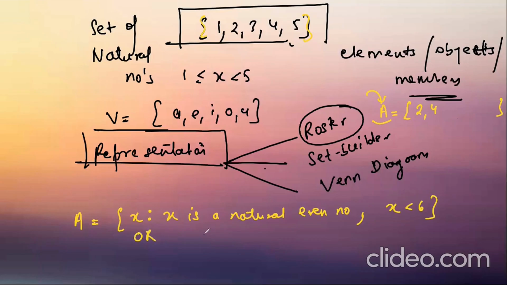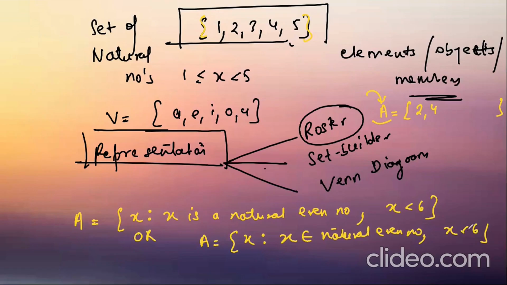Or the second way to represent it: A with the curly brackets, x such that I'm talking about an element which is x. x belongs to natural even numbers, and x is less than 6. Right? So this is another way. This is the set builder form. In set builder form, we write the conditions with commas, but we can use language to represent it.